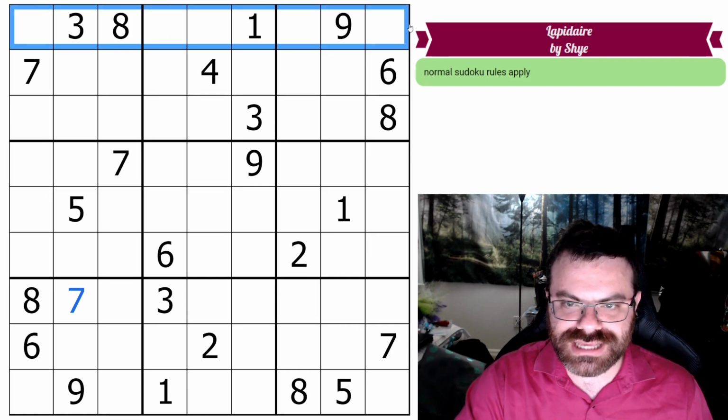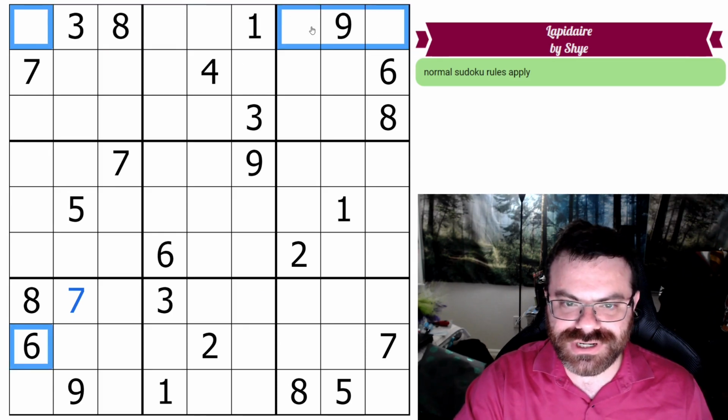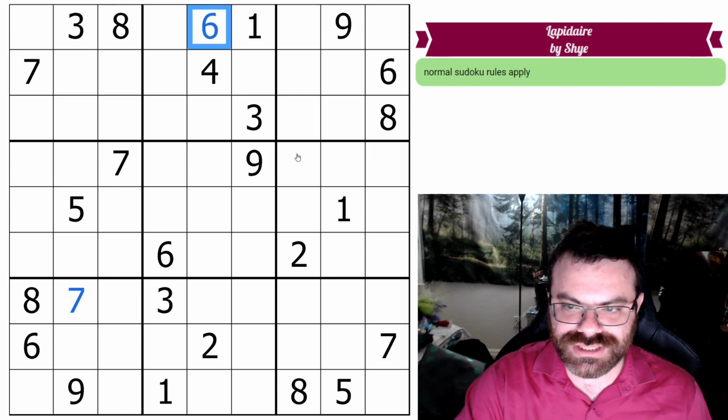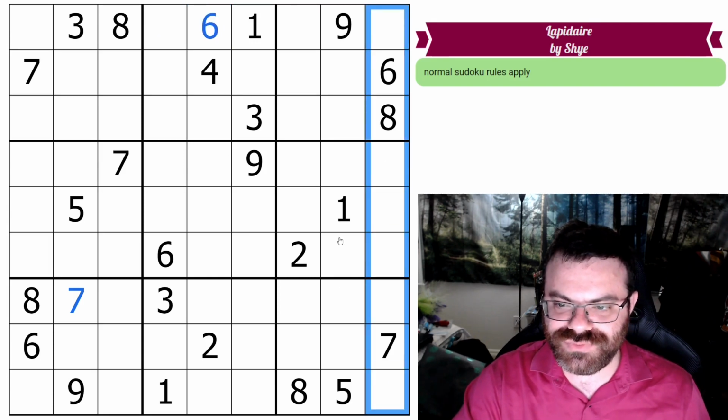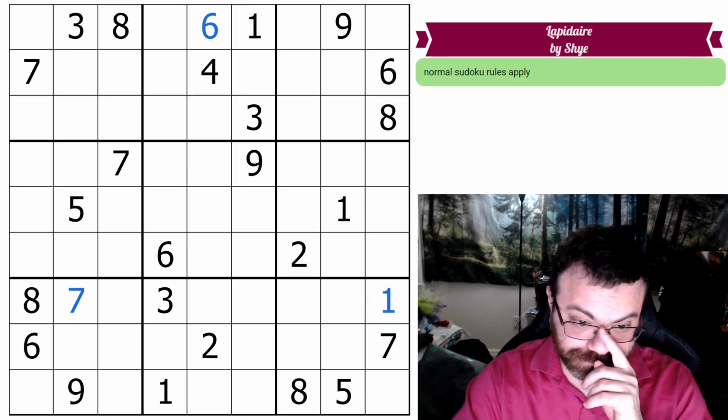Also, if you look at the top row, where can 6 go? Well, 6 can't go here. 6 can't go anywhere in this box, and this 6 looks up here, so there's a hidden 6 in row 1. And then if you look at this column, where does 1 go? Well, none of these can be 1, this can't be 1, and this can't be 1 because of these ones over here. So we have a hidden 1 here.